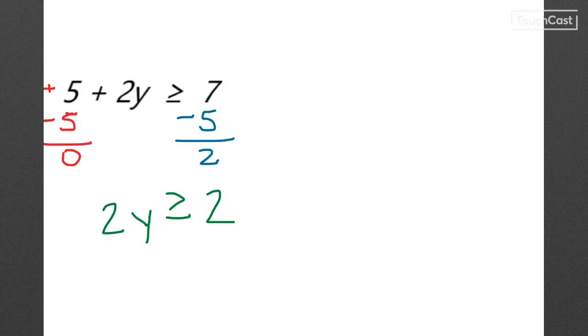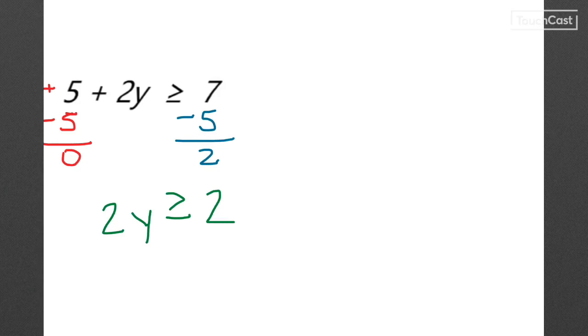So positive 5 minus 5 equals 0, which means 7 minus 5 needs to equal 2. My new equation should read 2y is greater than or equal to 2. So again, now we need to get the variable alone, and we need to remove that coefficient. This is 2y, which means it's multiplication.